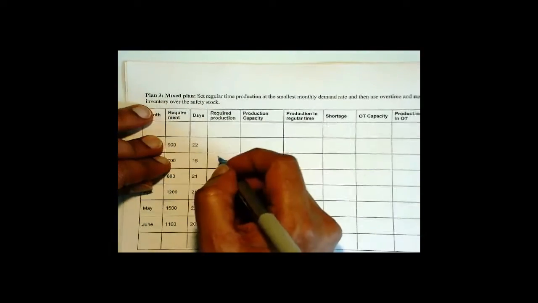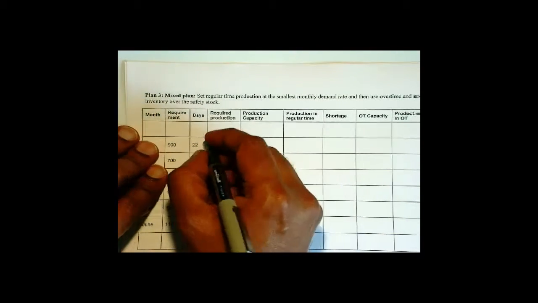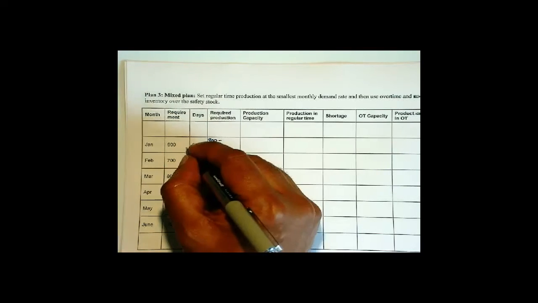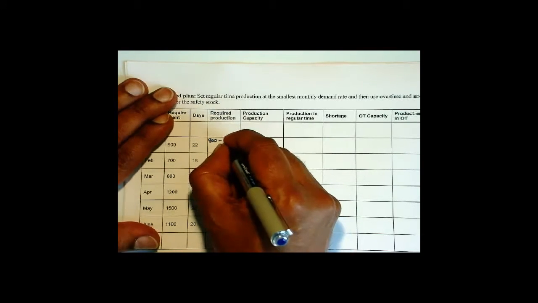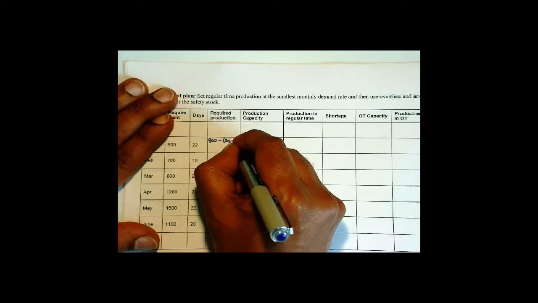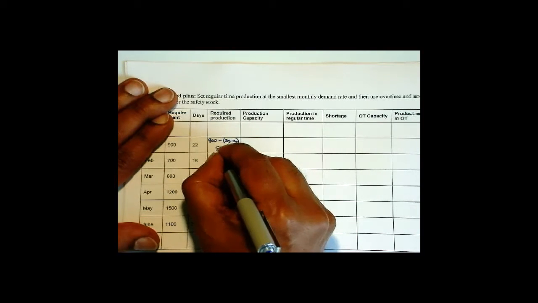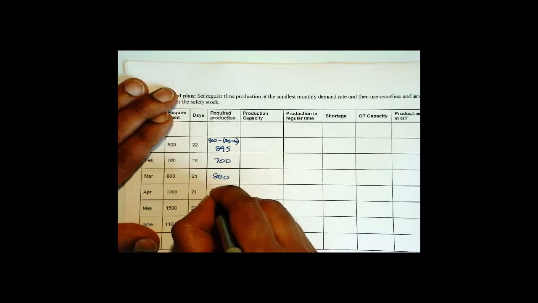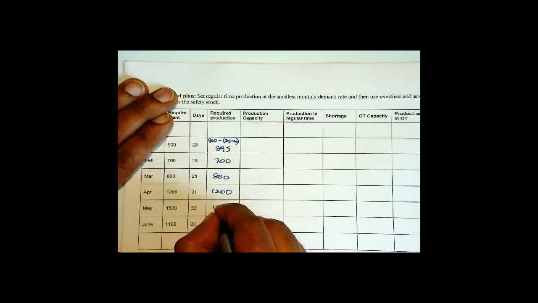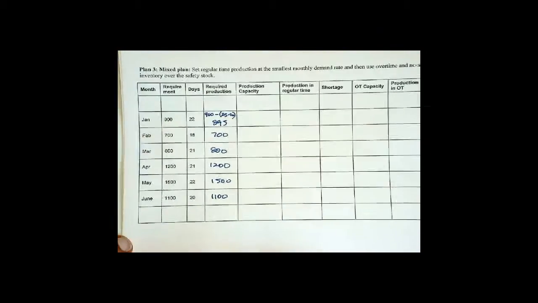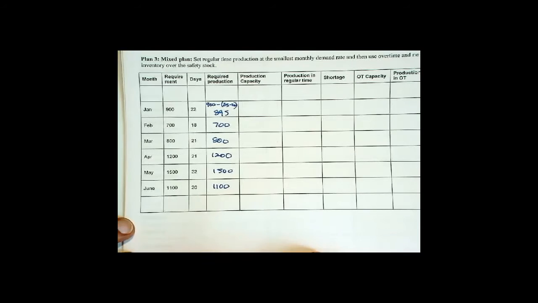So required production, remember from the previous problem, for the very first month you have to adjust for initial conditions. So 900 minus 25 minus 20 is 895. The rest of the months it's exactly the same as the demand. So that's the total amount we have to produce in each of these 6 months, and we want to produce at the rate of the minimum monthly demand rate.